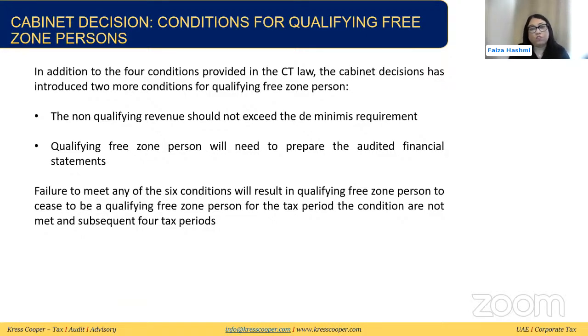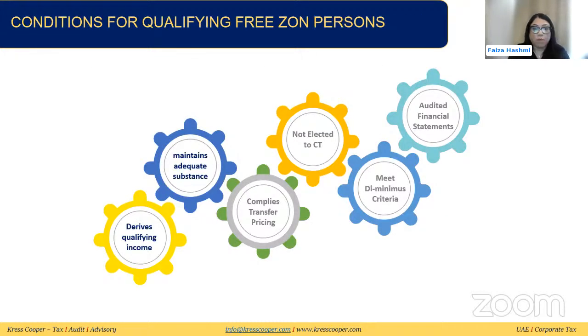And then a qualifying free zone person needs to prepare audited financial statements. So we know that a regular company needs to prepare audited financial statements if the revenue exceeds 50 million. In this case, even if there is no revenue generated out of this free zone person, they still need to have audited financial statements. So all these six conditions, the four that came out earlier in the law, and the two that came out from the cabinet decision, need to be met for a free zone person to be a qualifying free zone person.